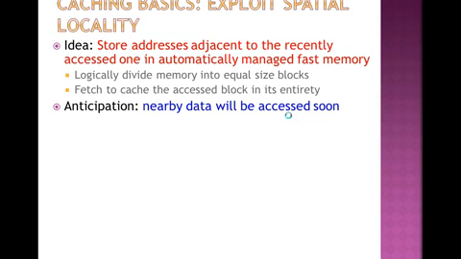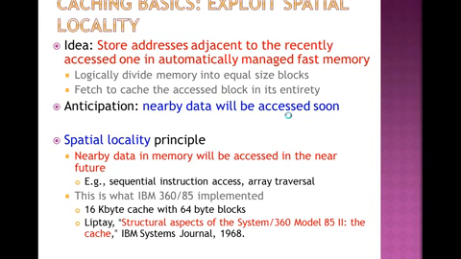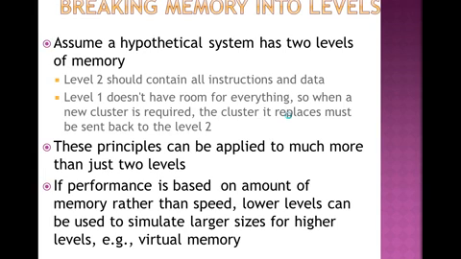Then what are the applications? Nearby data will be accessed soon. The principle of spatial locality says nearby data in memory will be accessed in the near future. For example, sequential instruction access and array traversal. That is what the IBM 360/85 implemented. That is, IBM used spatial locality in its organization.